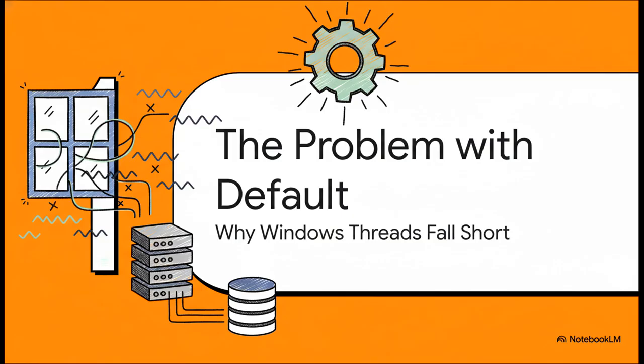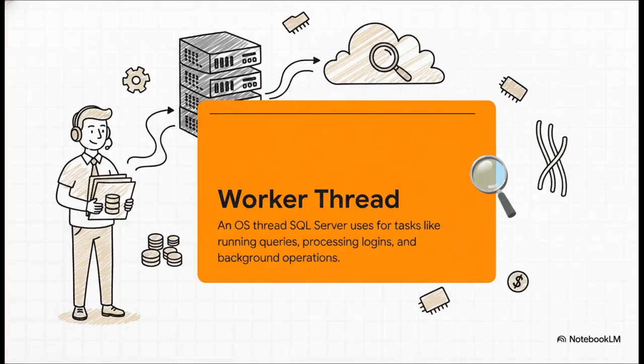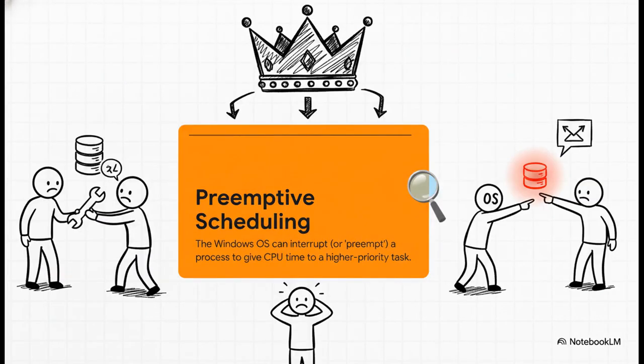Why on earth did SQL Server need to go and reinvent the wheel when it comes to managing tasks? Well, to get that, you first have to understand the world it lives in, the standard Windows environment. Just think of a worker thread as a single employee, ready and waiting to do a job for you, run a query, handle a login, whatever. But in the default Windows world, each of these employees is managed directly by the Windows operating system, and they come with some baggage, like their own memory footprint. And this is where things start to get messy for a database.